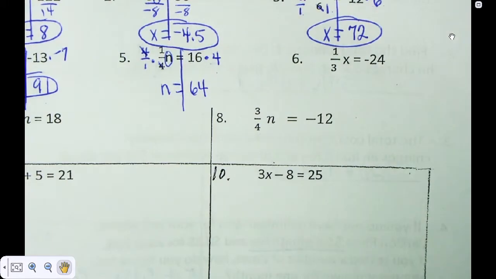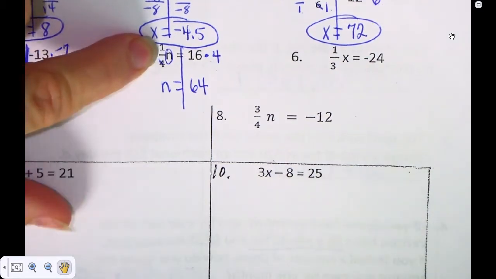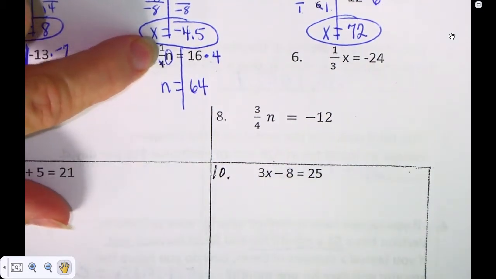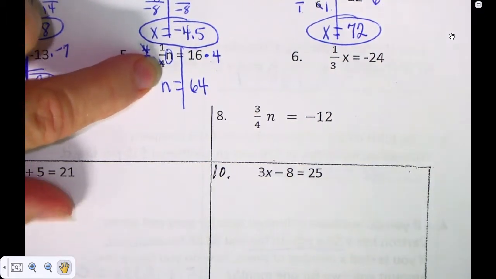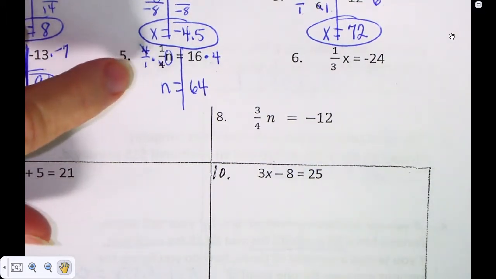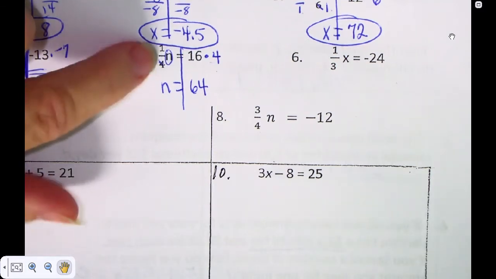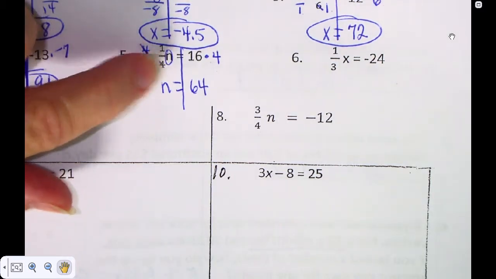There are 3 ways to check this one. The way that most of you are going to do it probably is what? 1 divided by 4 times 64. What'd you get? 16. Or you could, taking 1/4 of a number is the same as dividing it by 4. So everybody take 64. Everybody.